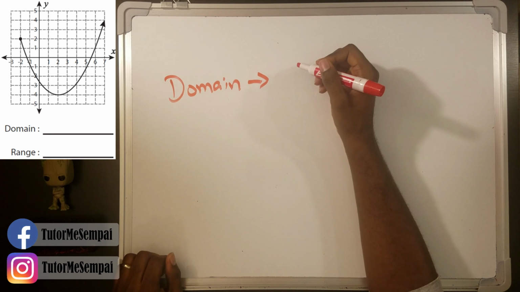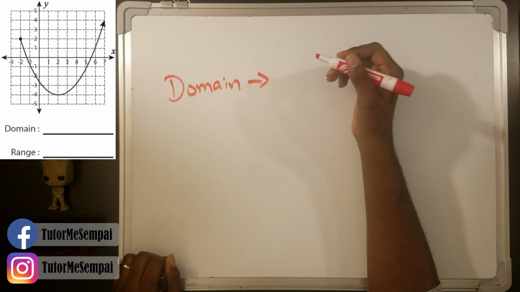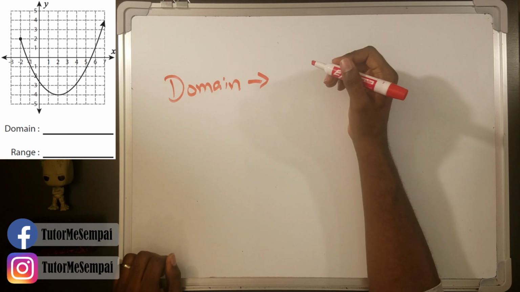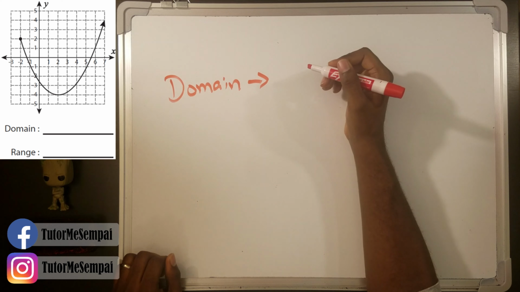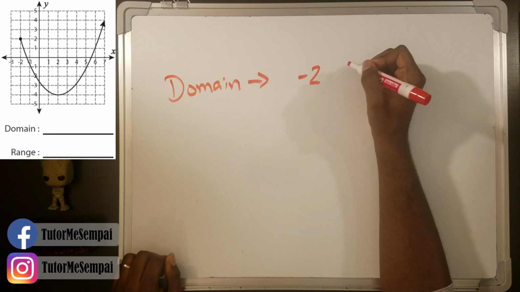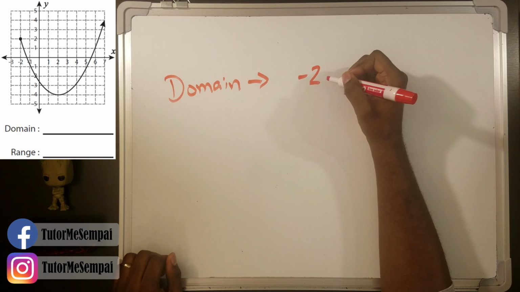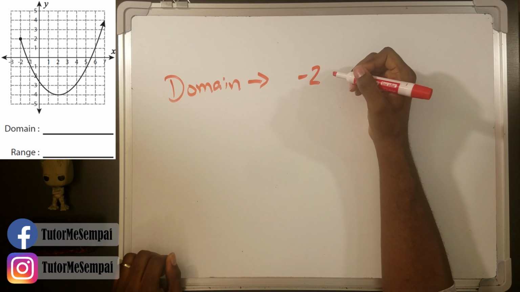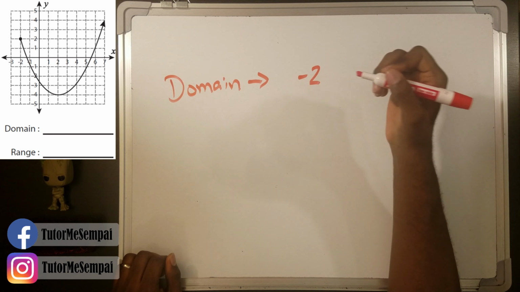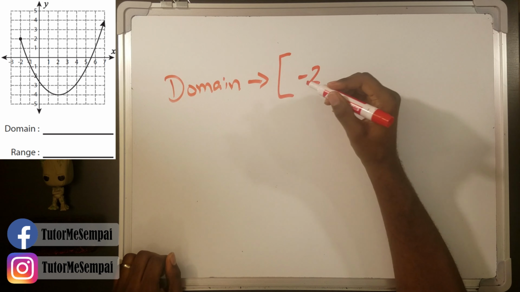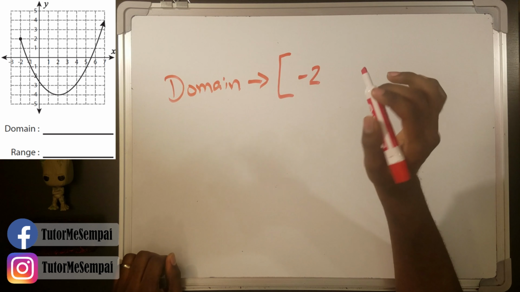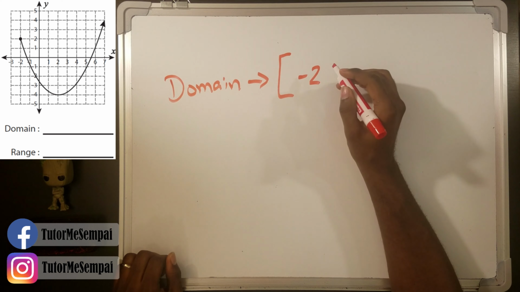So our domain is going to start at the first x value. On our graph, the first x value we have is a -2, right? Now, we have a circle, but it's a filled in circle. So that means that we want to include -2. So that means we're going to have to put a square bracket, right? We want to include -2 in the domain.